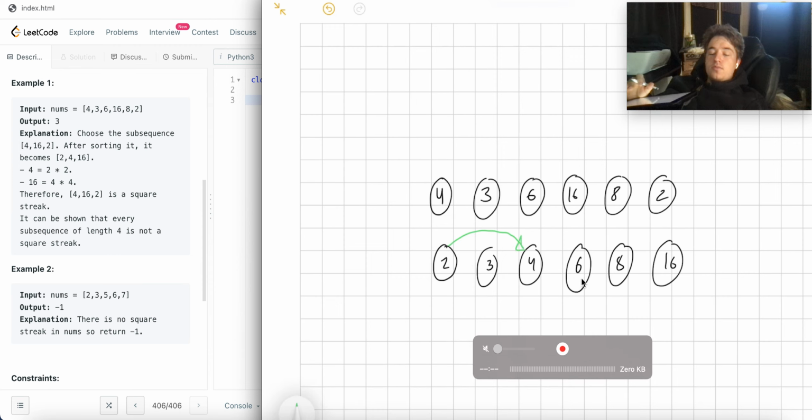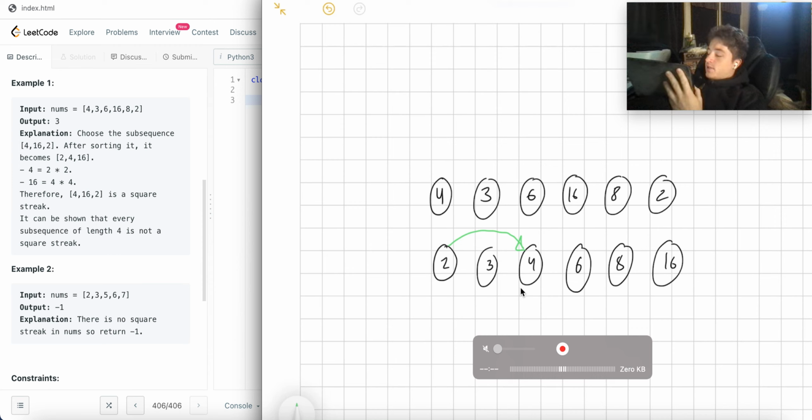I look at 6, I say, is 2 the square root of 6? No. Is 3 the square root of 6? No. Is 4 the square root of 6? No. Okay, I look at 8, is 2 the square root of 8? No. Is 3 the square root of 8? No. Is 4 the square root of 8? No. Is 6 the square root of 8? No. I look at 16, is 2 the square root of 16? No. Is 3 the square root of 16? No. Is 4 the square root of 16? Yes.